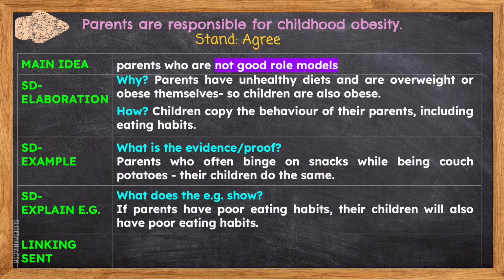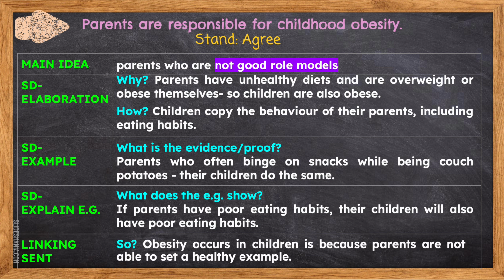And finally, the linking sentence is to tie everything up together. Tie back to the main idea. So you say, by doing all this, obesity occurs in children because parents are not able to set a healthy example. So go back to the statement here.